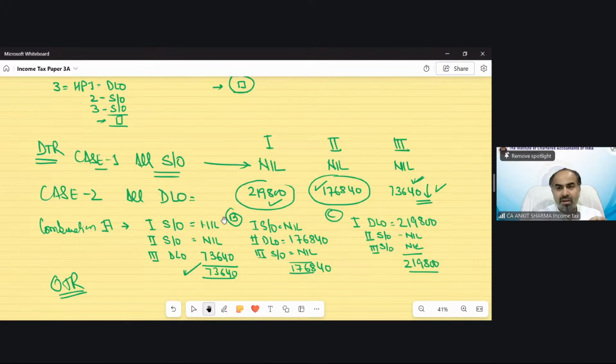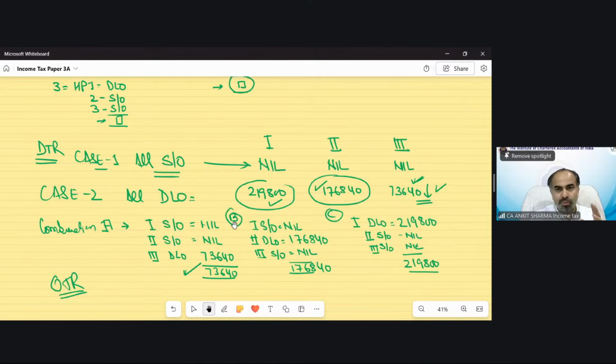Not higher, Mehak, we need to reduce the taxability. So if income is there, the lowest income combination needs to be chosen. But if there is loss, then the highest loss combination needs to be chosen. Because the highest loss will reduce your other income by applying the set off provisions. So if income is there, choose the lowest one. If the loss is there, choose the highest one.